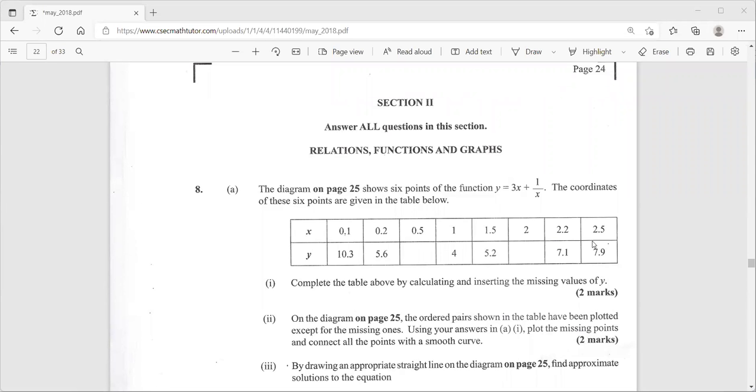So let's start off with this question. Here we have number 8 from section 2, May 2018. The diagram on page 25 shows 6 points of the function, right?